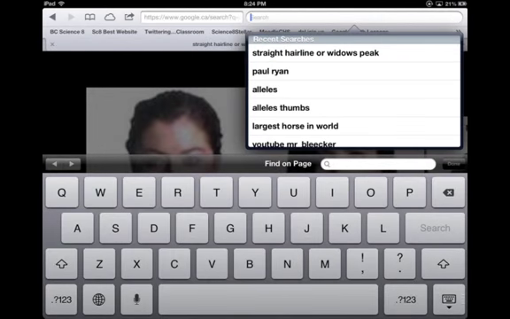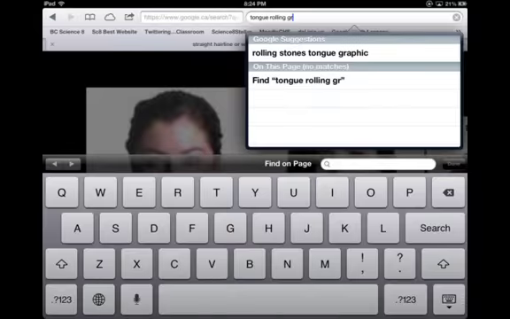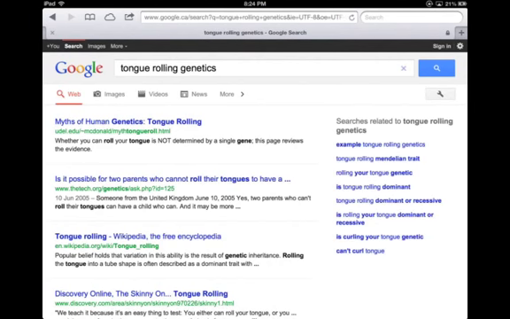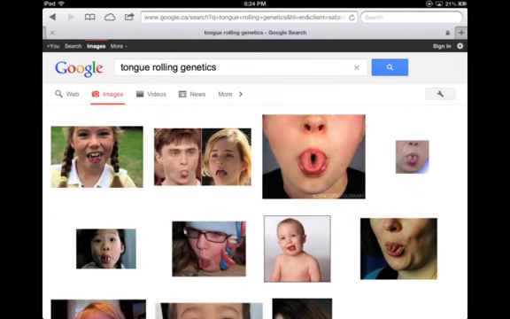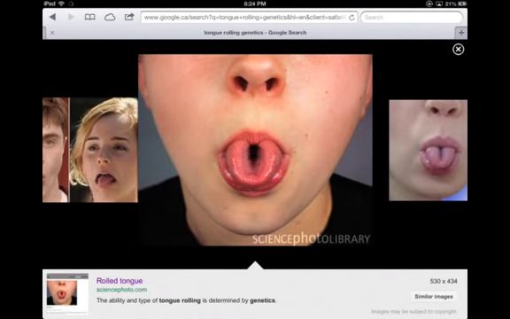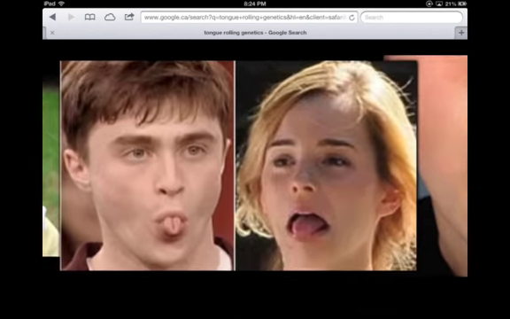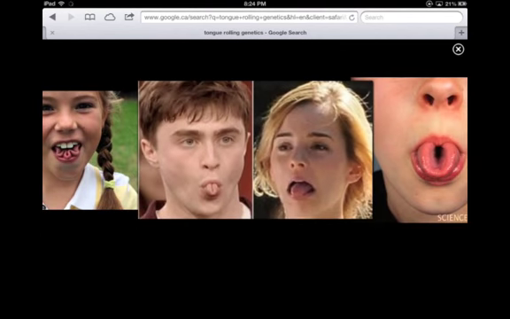Other ones that I love, tongue rolling. Tongue rolling genetics comes up pretty quick if you check YouTube. Pop on straight over to images. Some people cannot do this to save their life. They can't roll their tongue. And this is dominant. Most people can roll their tongue. You see this girl, for example, and it's driving her crazy. She cannot roll her tongue.